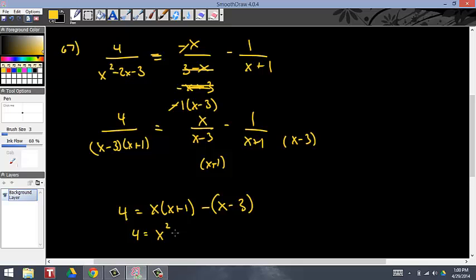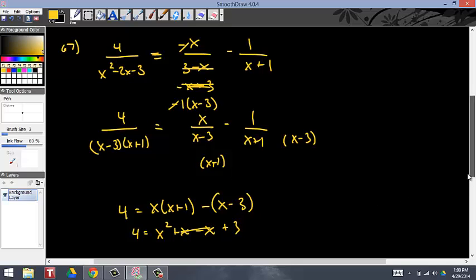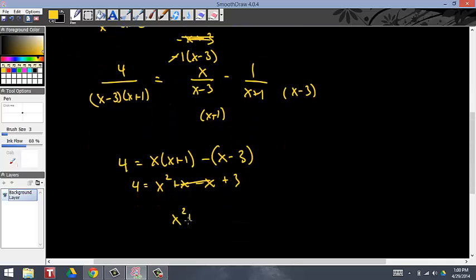4 equals x squared plus x minus x plus 3. Those cancel each other out. x squared plus 3 equals 4. x equals what? Plus or minus 1.